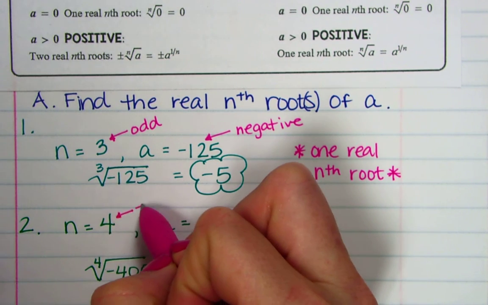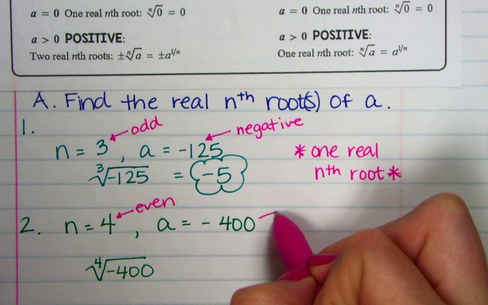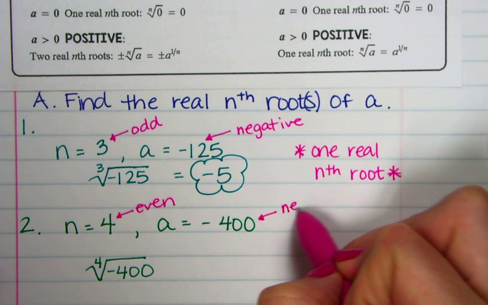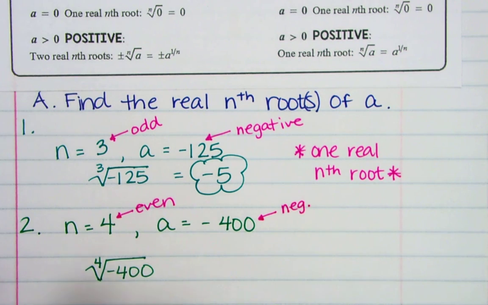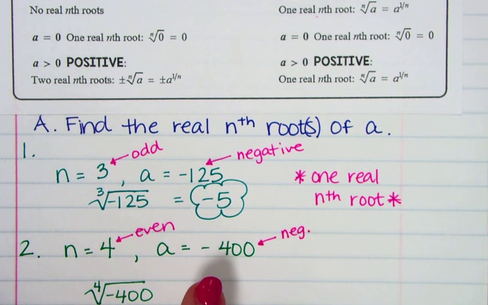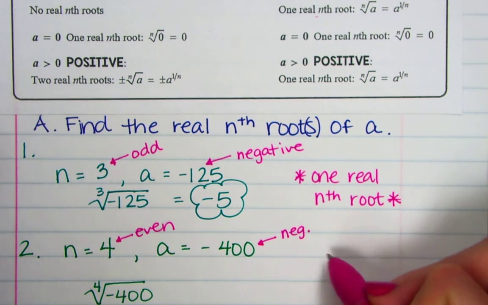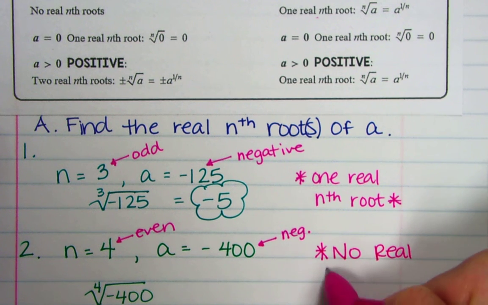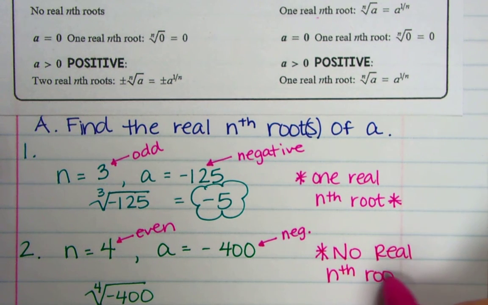Even, right? 4 is even. And is it positive, negative, or 0? Right, negative. A is negative. Okay, so if it's even negative, how many roots are there going to be? None, right? You cannot do nothing times itself 4 times that is going to give you a negative answer. Only if it was negative, it will give you a positive answer. If it was positive, it will give you a positive answer. Okay, so this one's going to have no real nth roots.